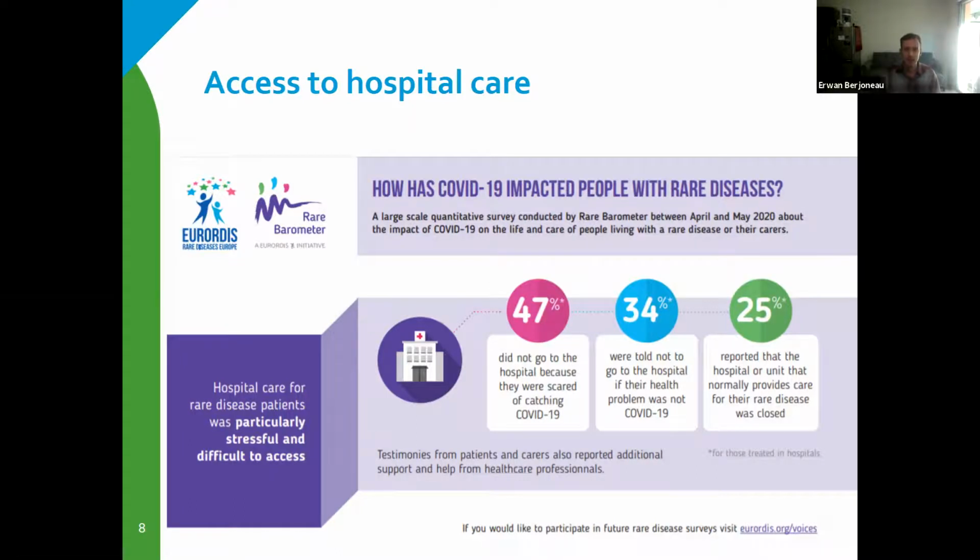Now, the second theme is about access to hospital care. So the setting is very similar. You have on the top the two logos and the title and the introductory text, and on the bottom this sentence inviting people to visit our website. You see here that again there is this little star or asterisk after the 47%, 34%, and 25%. It is the same idea. It means that it was recalculated for those who needed to get to the hospital during the first wave. So we had to recalculate that. So if you get this question, that is the answer to give.